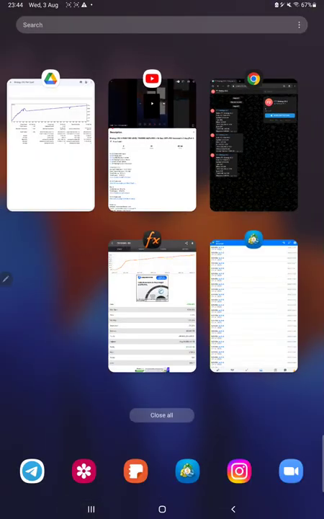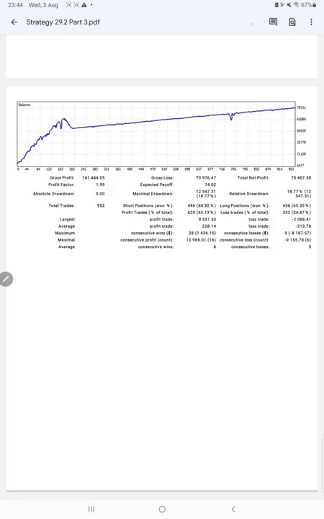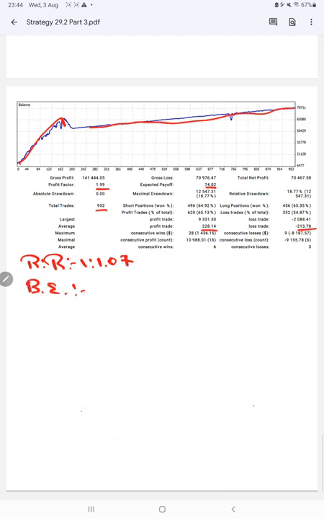And also we have the trading account statistics from the statement. Here is a graph, constantly it is growing. The profit factor is 1.99, total number of trades is 952, expected payoff is 74.02, average profit and loss is 228 and 213, which means the risk reward ratio is 1:1.07, and the break even point for the strategy is 48%.